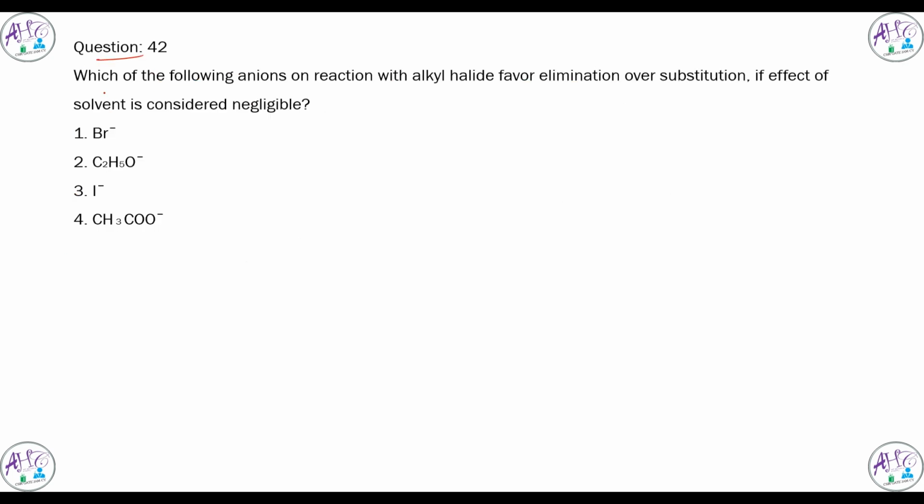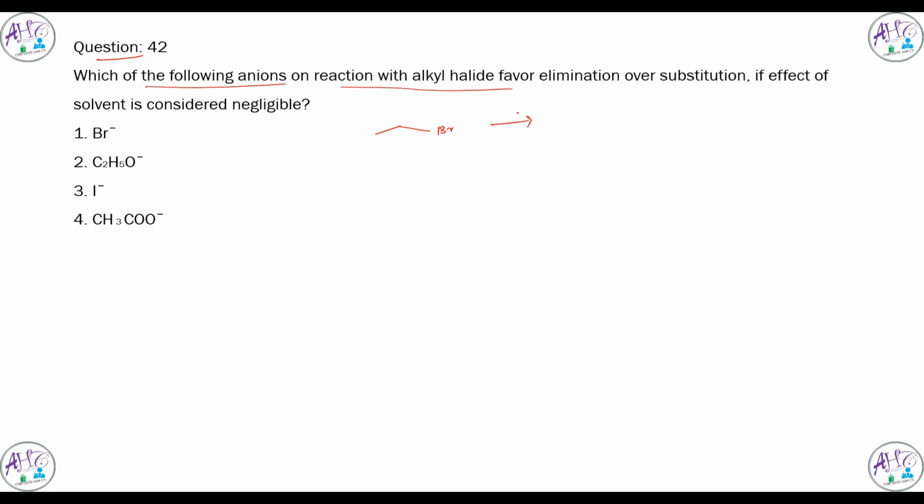42nd question. Which of the following anions on reaction with alkyl halide favors elimination over substitution if effect of solvent is considered negligible? So what is an alkyl halide? Let's say I'm considering a group like this. This is going to be your alkyl halide. We can say this is your alkyl group and we have a halide. Now we have to treat it with all the four anions given. Okay, so let's try to see.